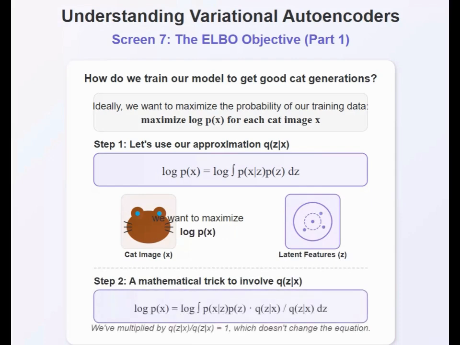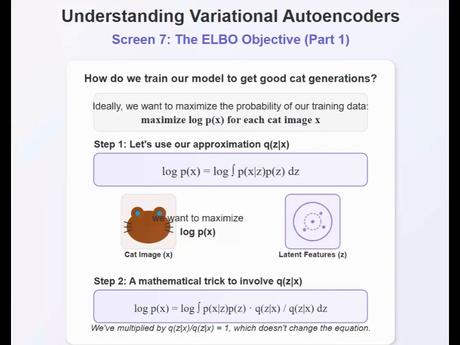In step 1, we start with the expression for log P(x) as the log of the integral of P(x|z) times P(z) with respect to z. This is the log of the integral we previously established was intractable. Here we can visualize the problem. We have a cat image x and we want to maximize its log probability, log P(x). This involves summing over all possible latent representations z in the latent space.